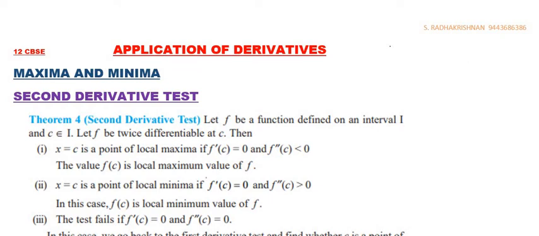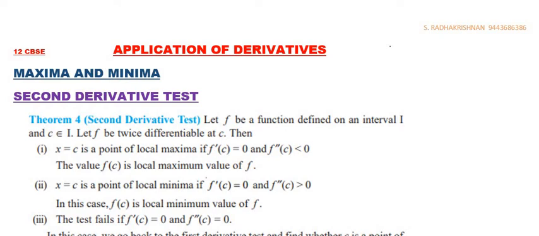Let f be a function defined on an interval I and c belongs to I. Let f be twice differentiable at c. Before applying the second derivative, we must be careful that the function is twice differentiable, that is f dash of x and f double dash of x also exist, then only we can apply this derivative test.